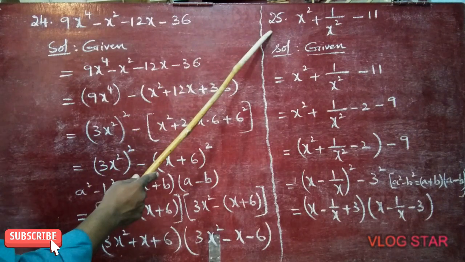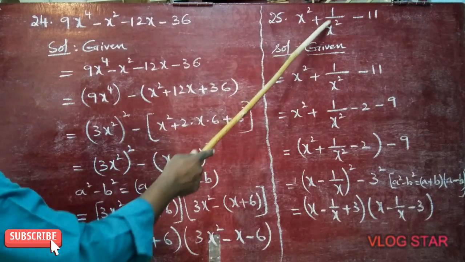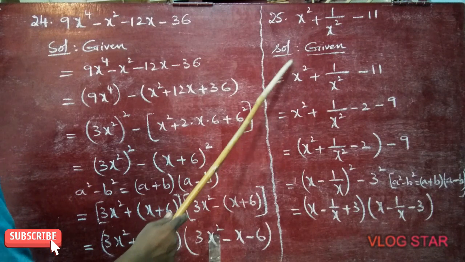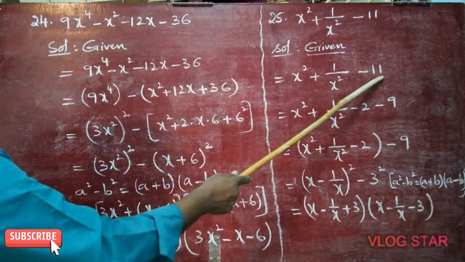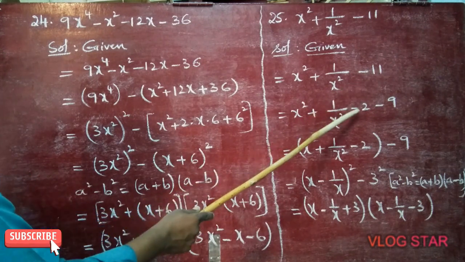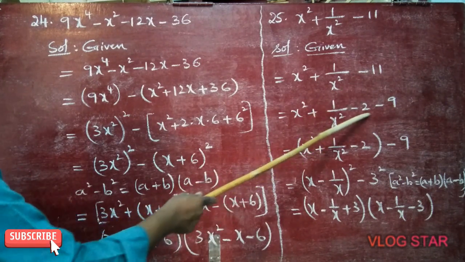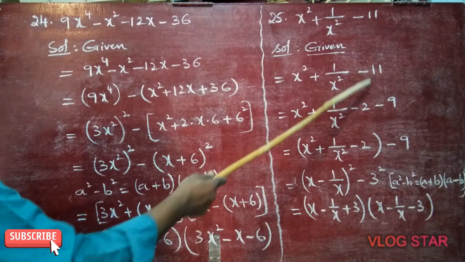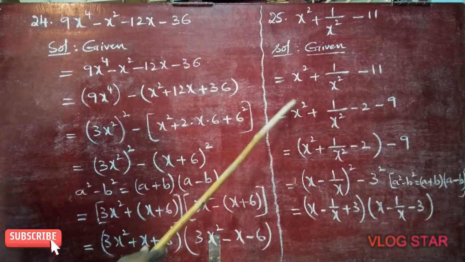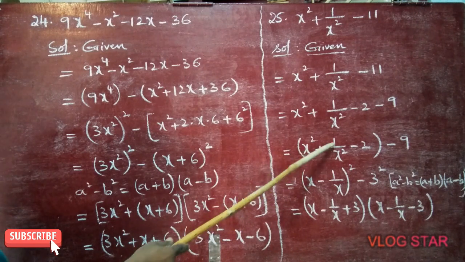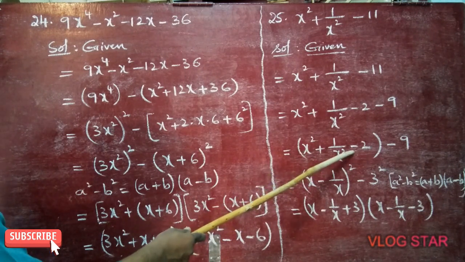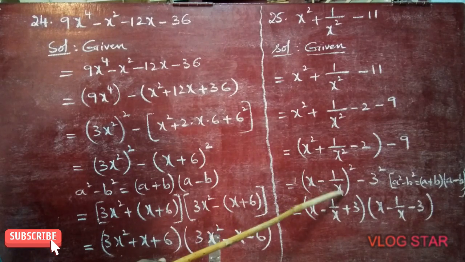Coming to the 25th problem. x square plus 1 by x square minus 11. Solution given. What is given? x square plus 1 by x square minus 11. I am writing minus 11 as minus 2 and minus 9. Minus 2 minus 9 is minus 11, and I have split it. Why I have split it: the first three terms I am taking in one bracket, x square plus 1 by x square minus 2. This is the formula of (x minus 1 by x) whole square.